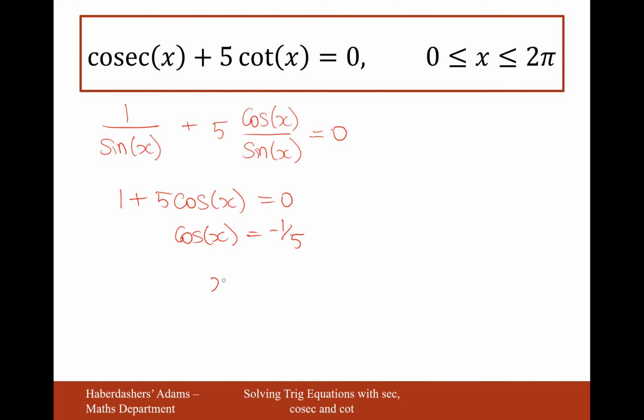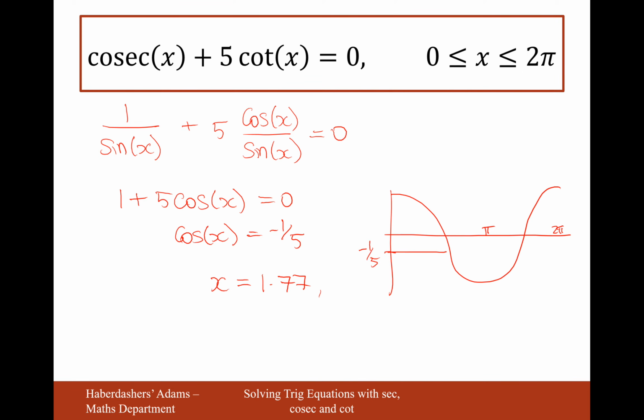So the next thing we need to do is change our calculator into degrees mode. Just make sure I'm doing that right. And then it's going to be inverse cos of minus 0.2, or minus 1/5, and that'll be 1.77. Now I'll check for second solutions. The cos graph looks like that. This will be at pi, this will be at 2 pi. So I've currently got a marker at minus 1/5, so my solution is going to be here and at here.